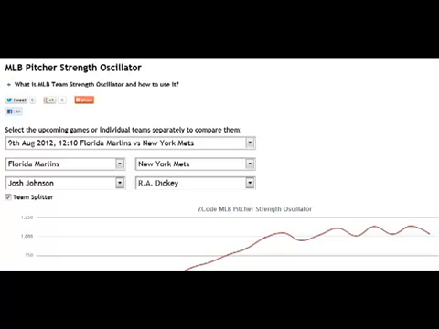Hey guys, in this video we'll talk about a great Z-code tool called the MLB Pitcher Strength Oscillator. This is a very handy tool that'll help you compare pitchers in MLB baseball. Now pitchers are one of the most important players in baseball, and usually having a good pitcher most likely means that your team is going to win the game.